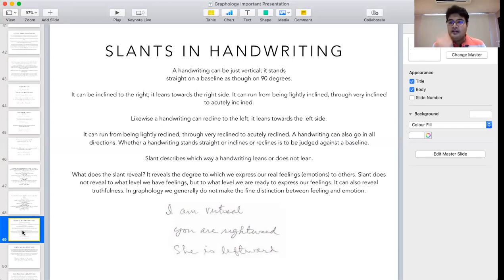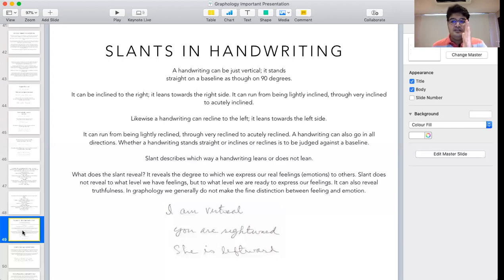So we'll just talk a little bit in detail about this today. What does the slant reveal? It reveals the degree to which we express our real feelings and emotions to others. So if you clearly remember this, if it is no slant, the person does not express as many emotions. Right slant, very expressive. Was a little bit more inclined, right? That person over expresses as well.